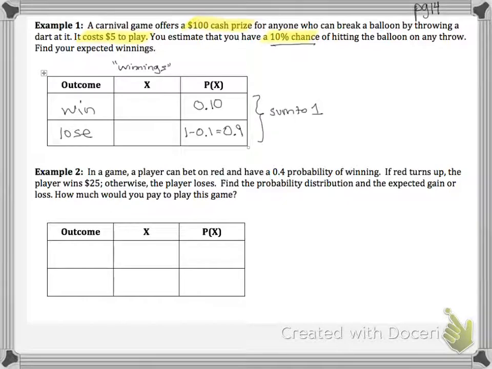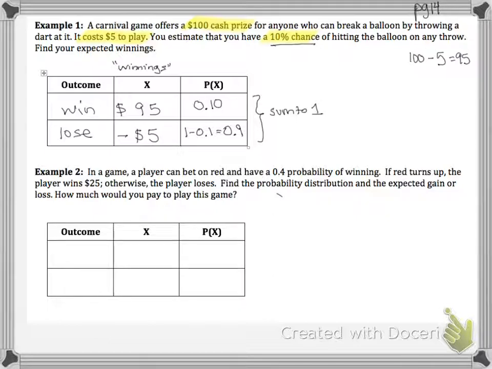So next, we want to fill in the value that we actually win for each one of these games. This one says I get a $100 cash prize for anyone who can break a balloon, and it costs $5 to play. So I want us to think about when I win, I'm going to make $100, but I'm actually going to lose $5 every time I play the game, which leaves me with exactly $95 that I would make when I win. So this gives me $95. But if I lose the game, I actually just lost, or made my bank account negative by, $5.